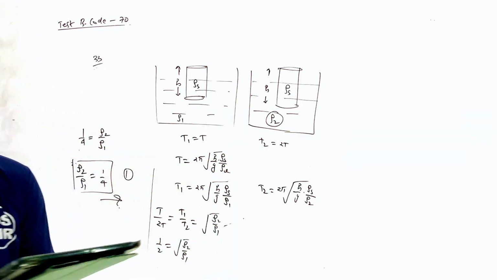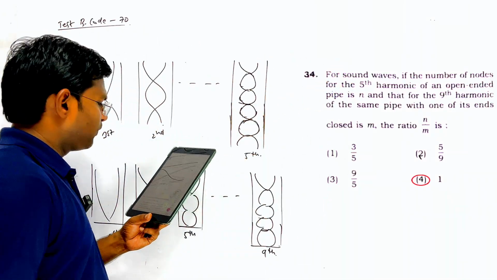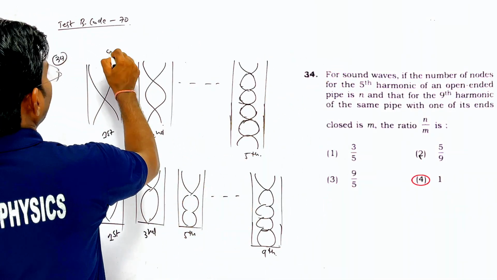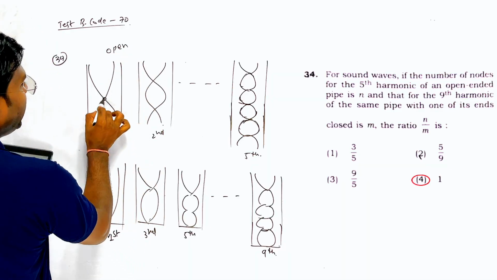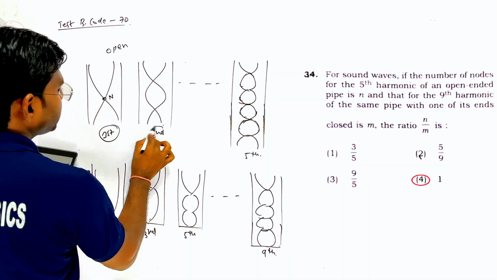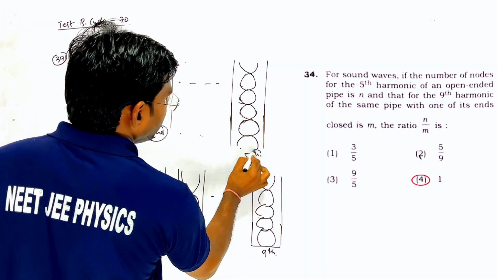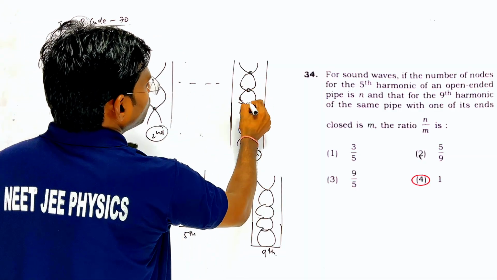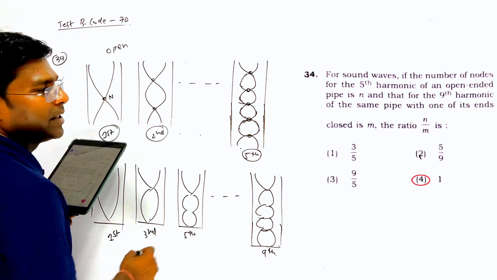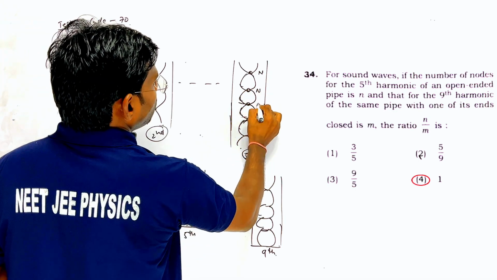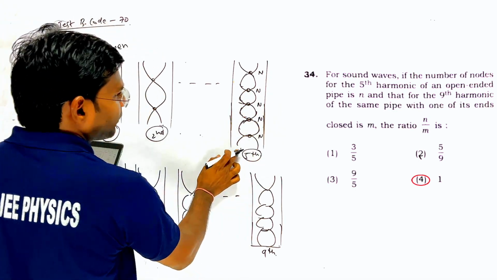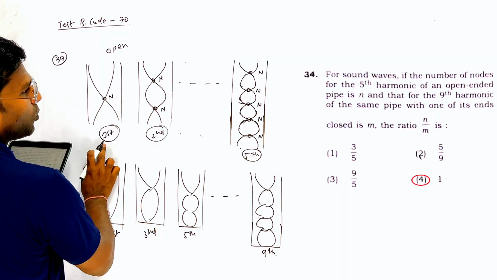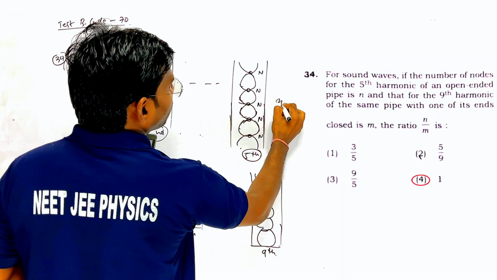Comment your answer. So read this question number 34. For the sound wave, the number of nodes for the fifth harmonic in an open end pipe. This is the first, second, third, fourth and fifth. In the fifth harmonic, this is the figure you must understand. How many nodes will there be? Node, node, node, node, node. This is the fifth harmonic, this is the second harmonic, this is the first harmonic. So in the fifth harmonic, the number of nodes is 5.